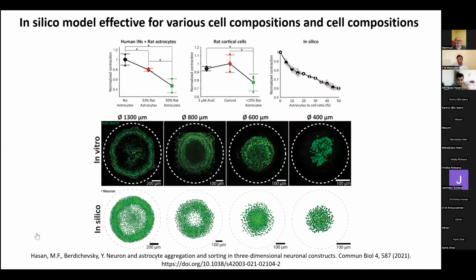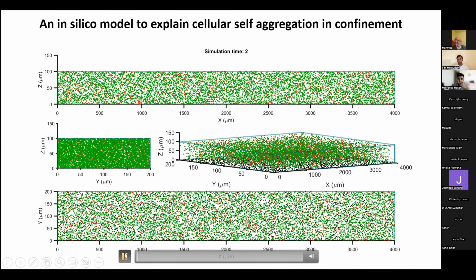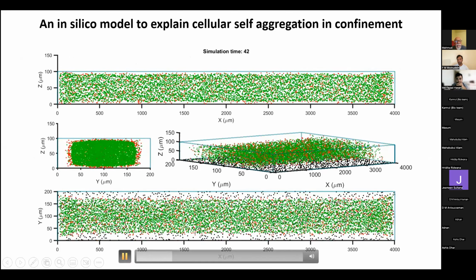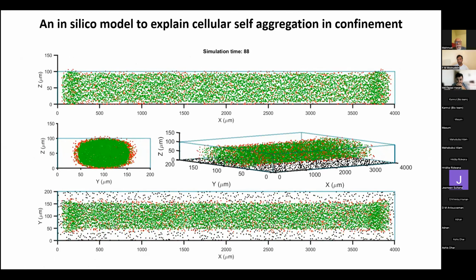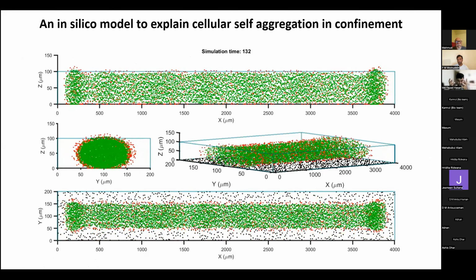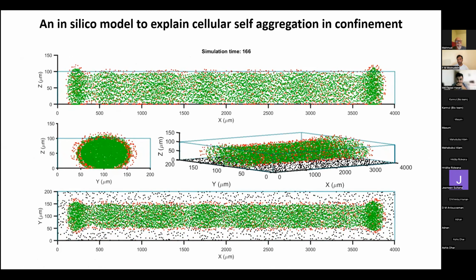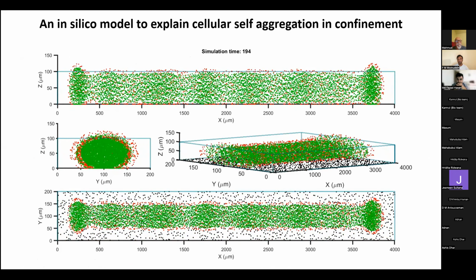Let me show this one. Here, on the basis of experimental data points, we made a mathematical model to create clustering of cells, different kinds of cells, neurons and astrocytes, inside the confinement. That gives us a new tool to predict how a cavity in a brain will react.